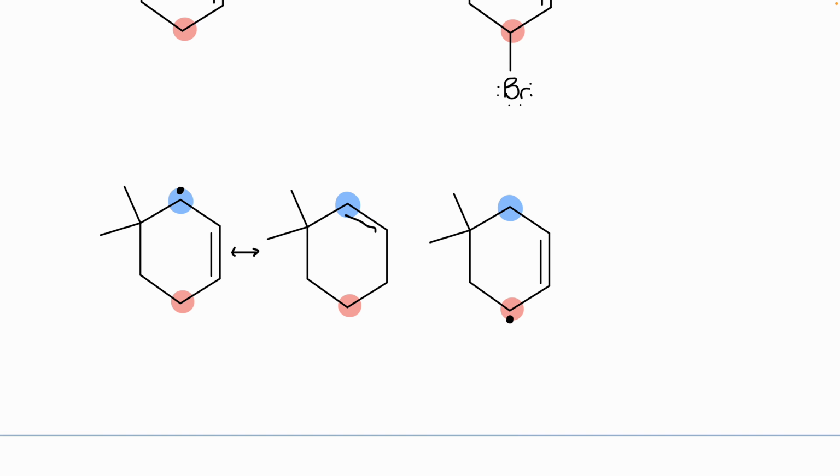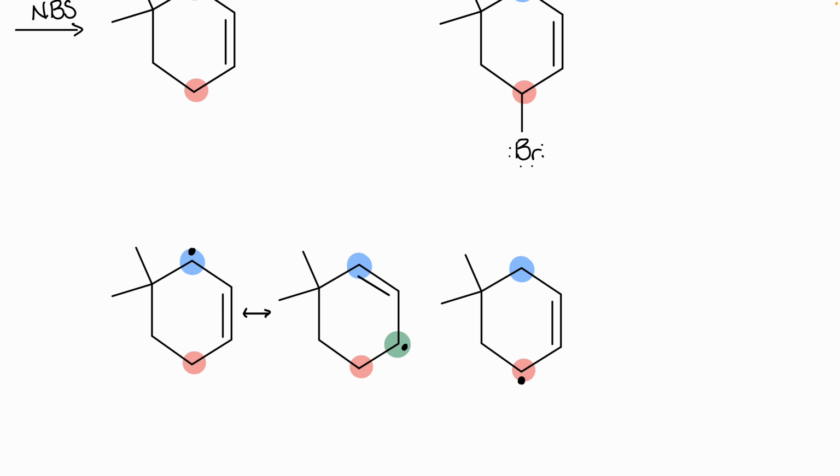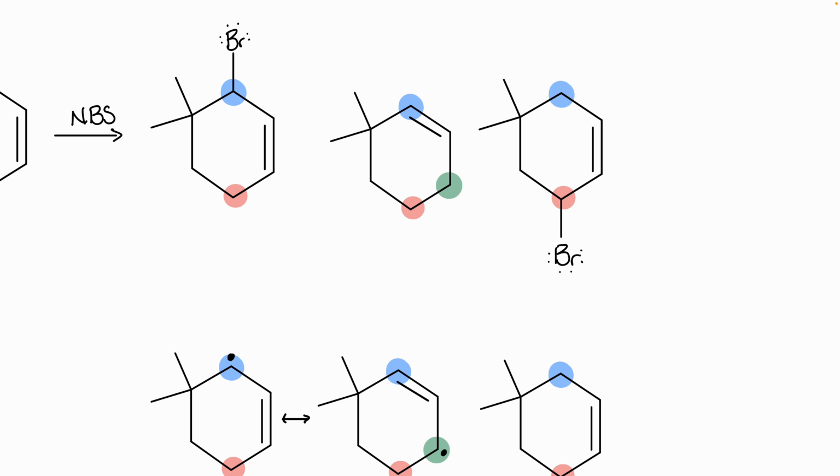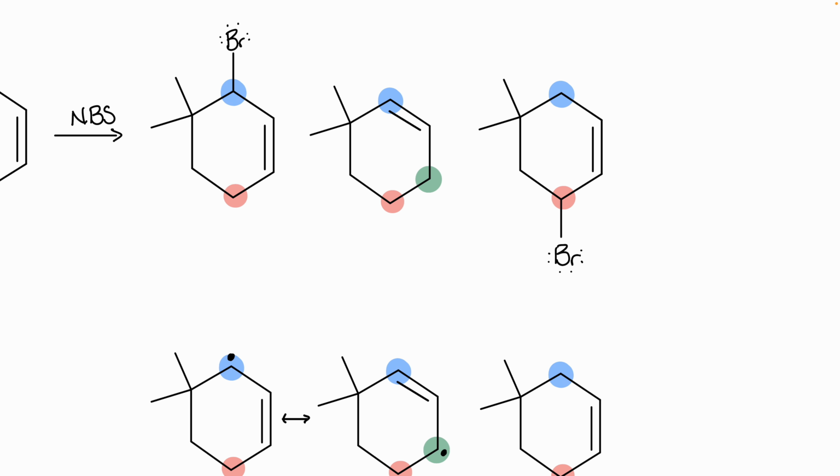Right, so now my free radical and my double bond have traded positions. So now my radical is down here on this carbon. Not only has my radical moved, but my double bond has also moved, leading me to this unique product.